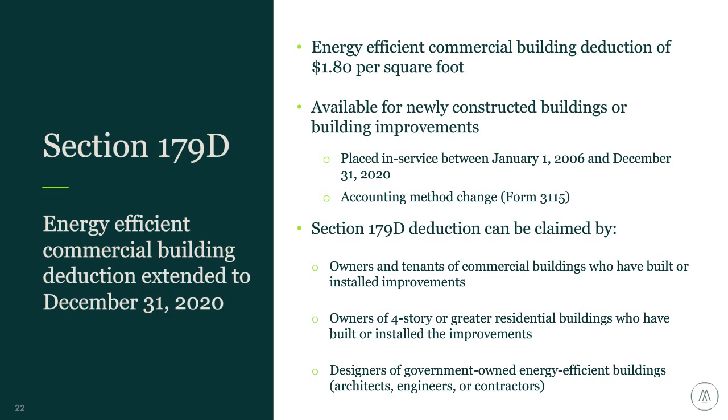And one of the great aspects about this deduction is it can also be done on a look-back basis through an automatic accounting method change, Form 3115, similar to what we mentioned for cost segregation studies and for the QIP change. So both building owners and designers can claim the deduction. More specifically, these categories include the owners and tenants of commercial properties, but only if they've built or actually installed the improvements. And also, residential buildings would qualify for the deduction if they are 4 stories or greater. And for designers such as architects, engineers, or contractors, they must have designed government-owned energy-efficient buildings in order to get the deduction themselves.